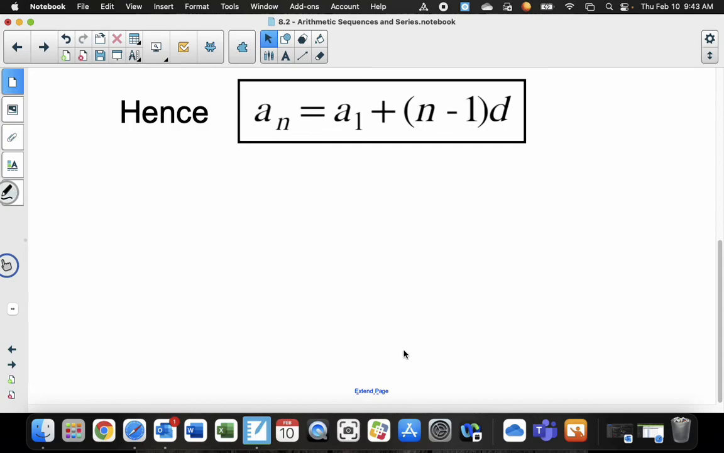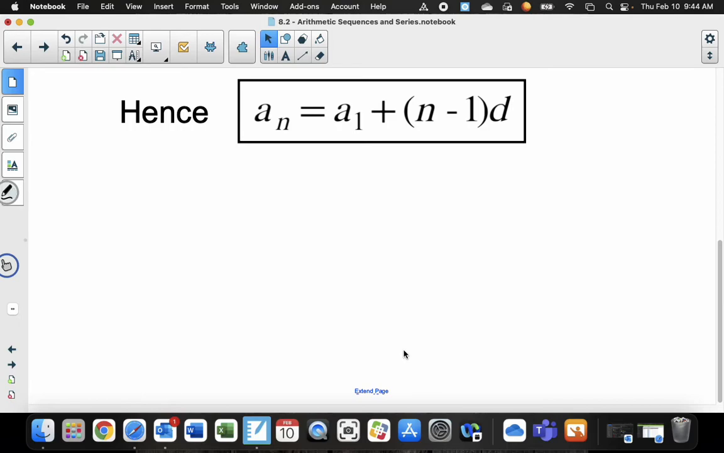So in general, in order to get any term, you take the first term and add n minus 1 common differences. That's why I asked you about 100. Okay? For the 100th term, we added 99 common differences. That's why it's n minus 1. If I wanted to get to the 15th term, I would add 14 common differences. That's where that n minus 1 is coming from.